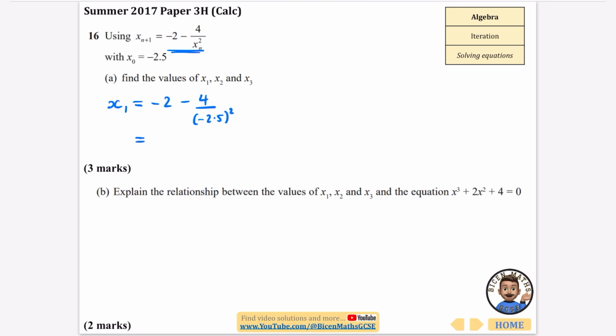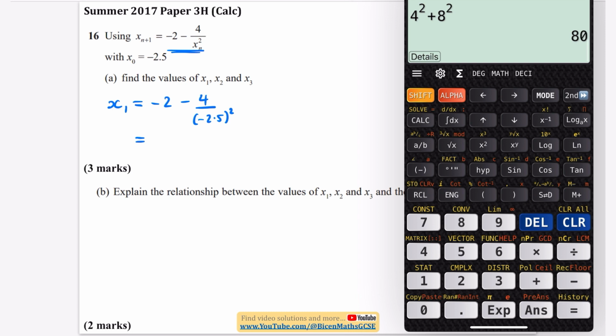And I'm going to show you a trick for your calculator in just a second. So I'm going to type in minus 2 minus, oh, didn't mean to twist the minus. Let's start that again. Minus 2 subtract 4 over minus 2.5 squared. So that means that our value of x1 is minus 2.64. Now, to find out what x2 is, you repeat the same process, but instead of writing minus 2.5, you would write minus 2.64. So you would write minus 2 minus 4 over minus 2.64 squared, etc.